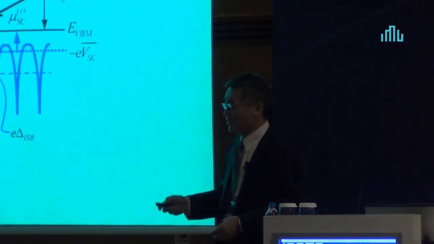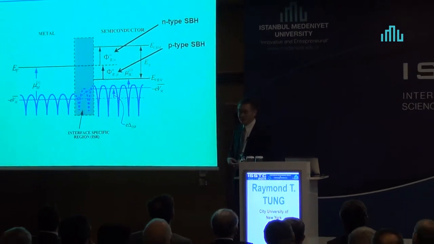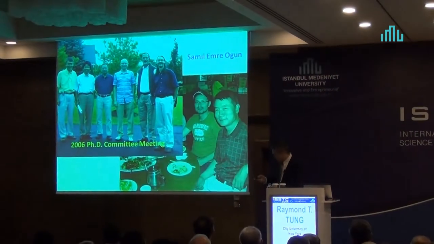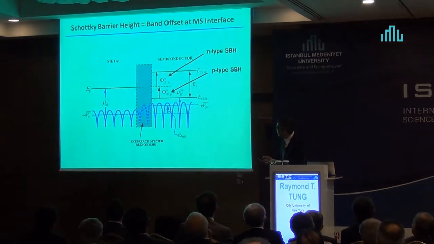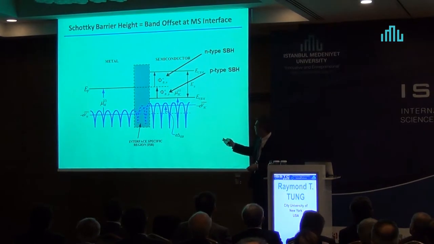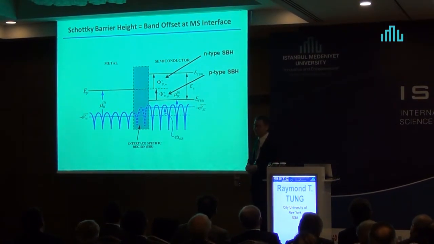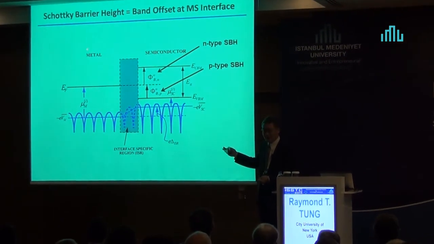Now for a p-type semiconductor, the current is carried by the valence band, and there's a difference between the Fermi level and the valence band maximum of the semiconductor. So this is known as the p-type Schottky barrier.